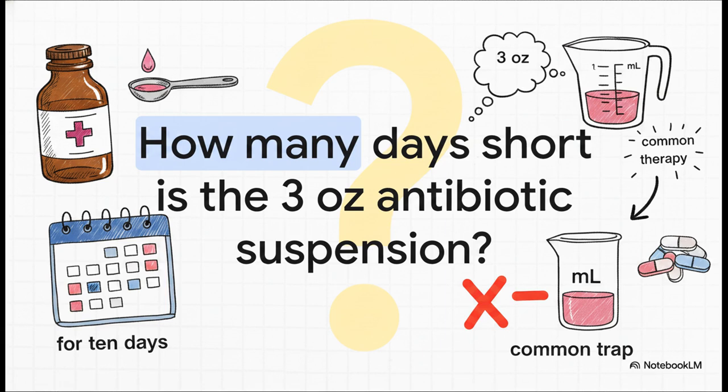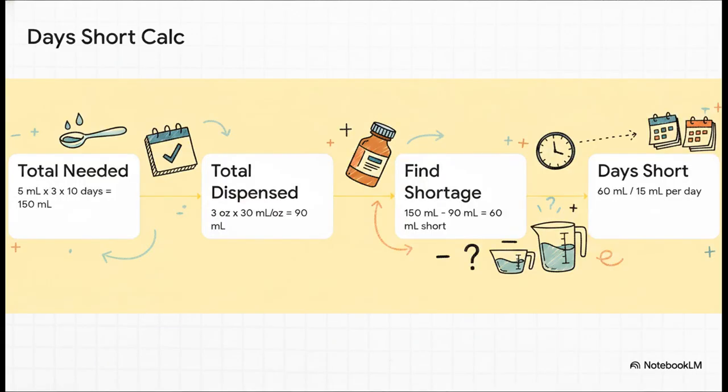Now, a super common trap here is looking at those ounces, looking at the days, and just immediately trying to subtract without converting them to a common unit first. You have to calculate the total required volume in milliliters before you subtract what was actually given out. Let's break this whole thing down systematically. Step 1. We find the total milliliters needed. We know 1 teaspoon is 5 milliliters. Multiply that by 3 doses a day and then by 10 days. That gives us a total requirement of 150 milliliters.